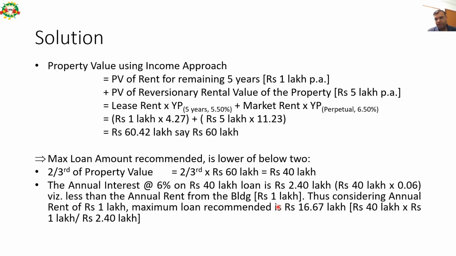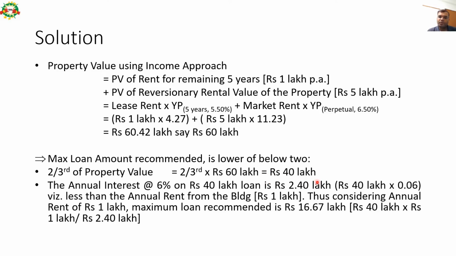So here we are trying to understand how much rent the property is generating. So we have to understand the capacity of the property. Thus considering annual rent of 1 lakh rupees, the maximum loan recommended is 16.17 lakh, that is 40 lakhs multiplied by 1 lakh divided by 2.4 lakh. So this 40 lakh will be required for this 40 lakh rupees of loan.